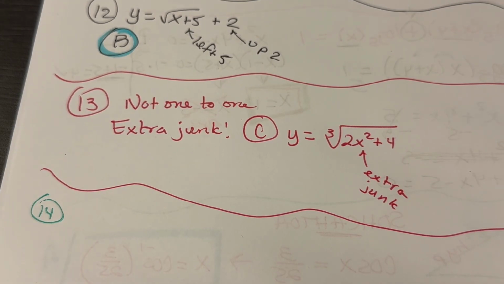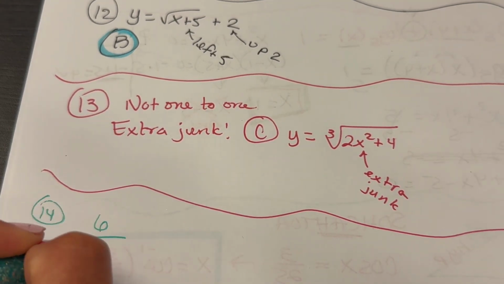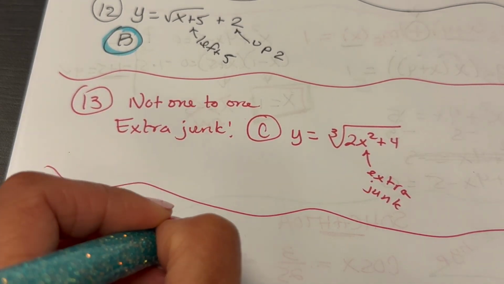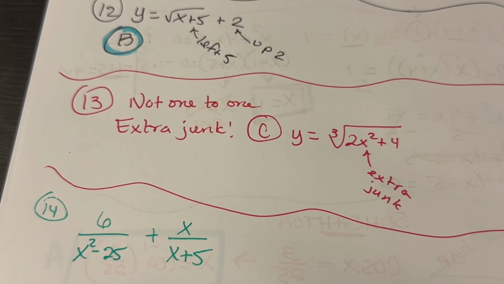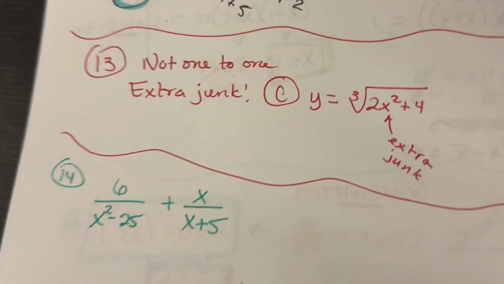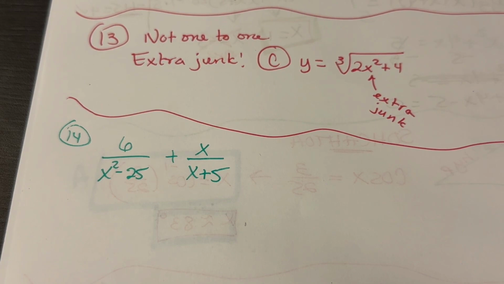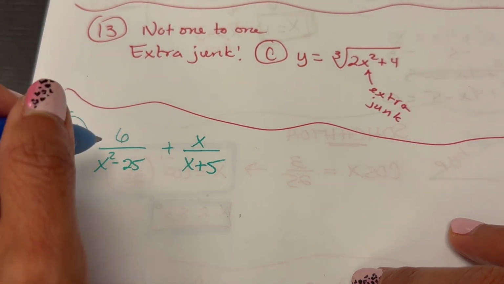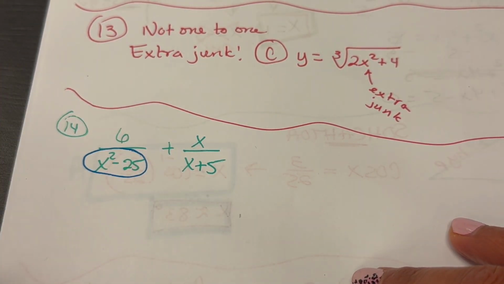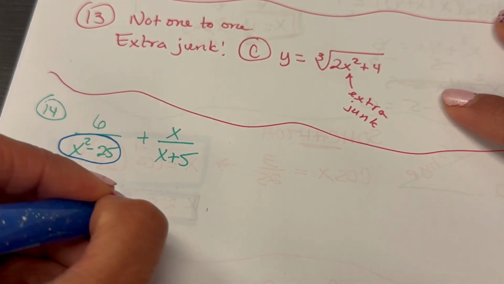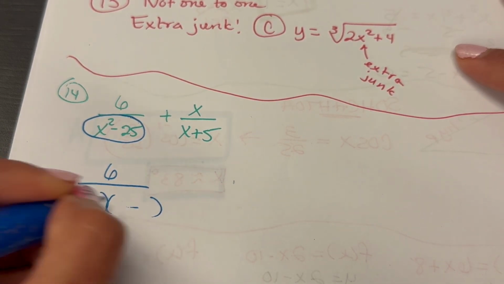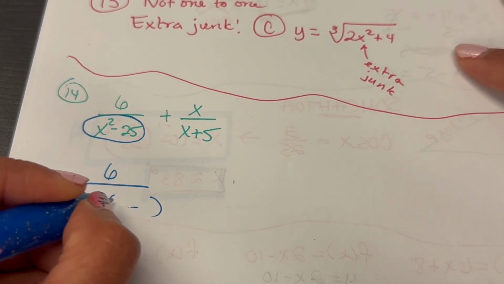Number 14. Okay, so I've got 6 over x squared minus 25 plus x over x plus 5. We are adding fractions. So in order to add fractions, we need to get a common what? That's right, if you said denominator, we need to get a common denominator, which means we need to see what's going on in these denominators. And this one, I need to factor. So 6 over x squared minus 25 is a difference of 2 perfect squares. It's going to have the same factors, one with a plus, one with a minus. So we've got an x plus 5 and an x minus 5.